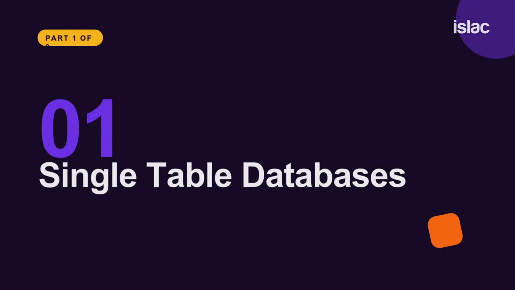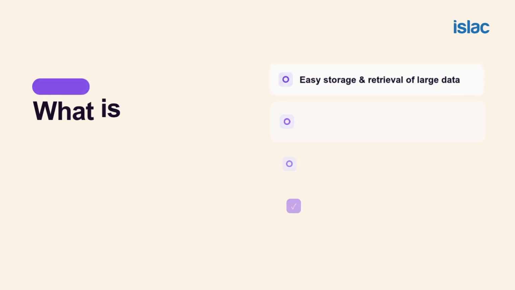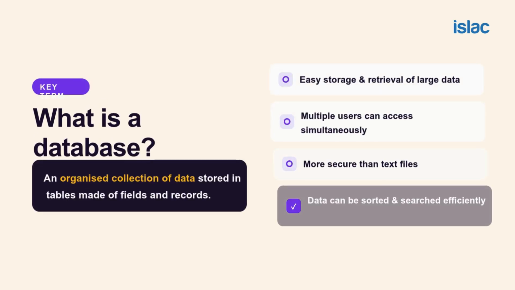Part 1. Single table databases. We will look at what a database is, its advantages, how fields and records work, validation checks, and data types. A database is an organized collection of data stored in tables. It makes it easy to store, search, and manage large amounts of information. It is more secure than a text file and can be accessed by multiple users at the same time.